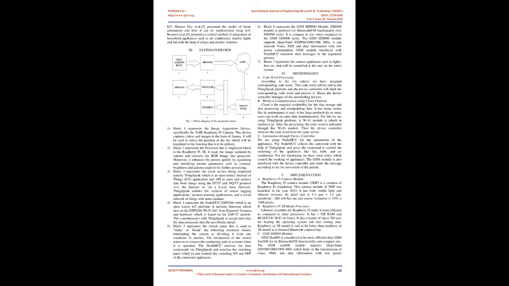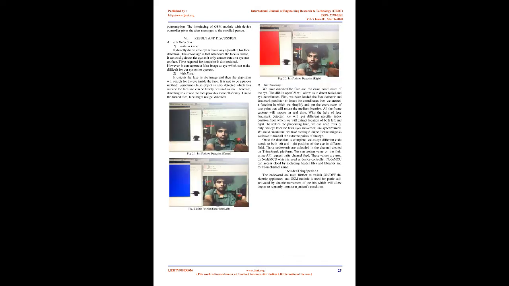6. Block 6 represents the GSM SIM800 module. The SIM800 module is preferred for Bluetooth/FM functionality over the SIM900 series. It is compact in size when compared to the GSM SIM900 series. The GSM SIM800 module supports quad-band 850/900/1800/1900 MHz. It can transmit voice, SMS, and data information with low power consumption. The GSM module interfaced with Node MCU transmits alert messages to the registered persons.